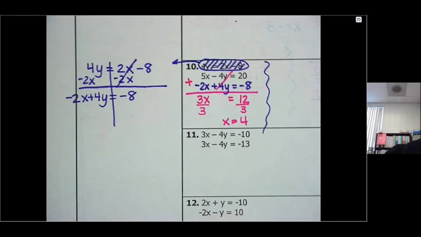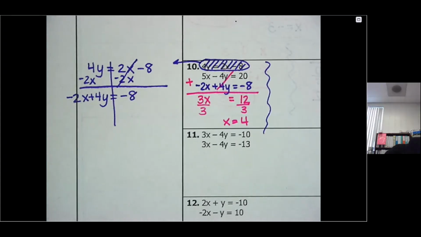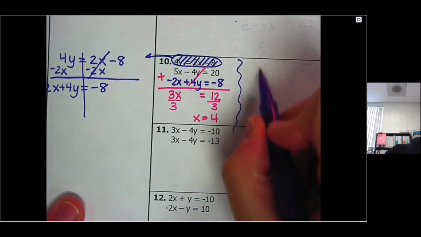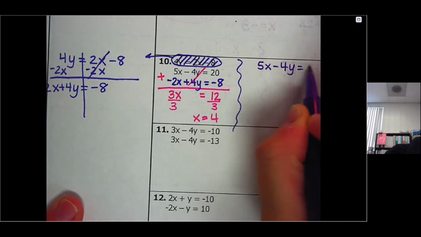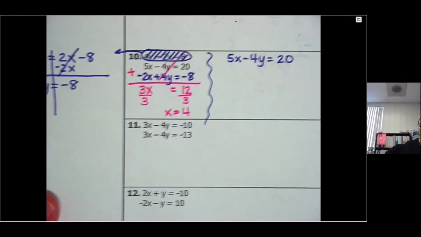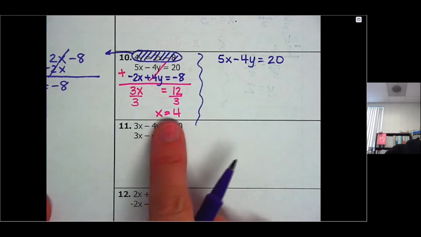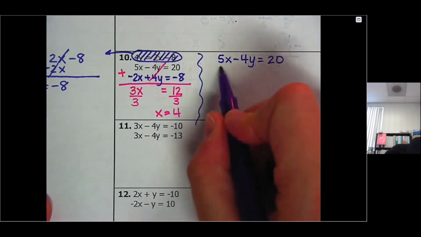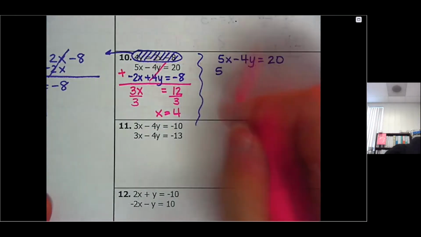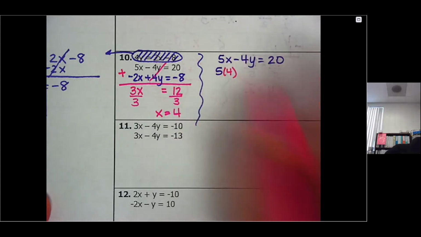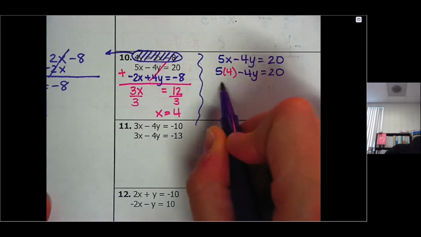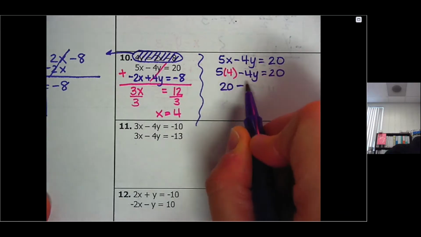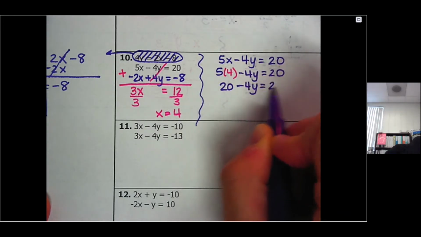You plugged it into this one, 5x minus 4y equals 20? Yeah, so if you plug it into that second equation, your x value is 4, so it's 5 times 4. So you get 20 minus 4y equals 20.